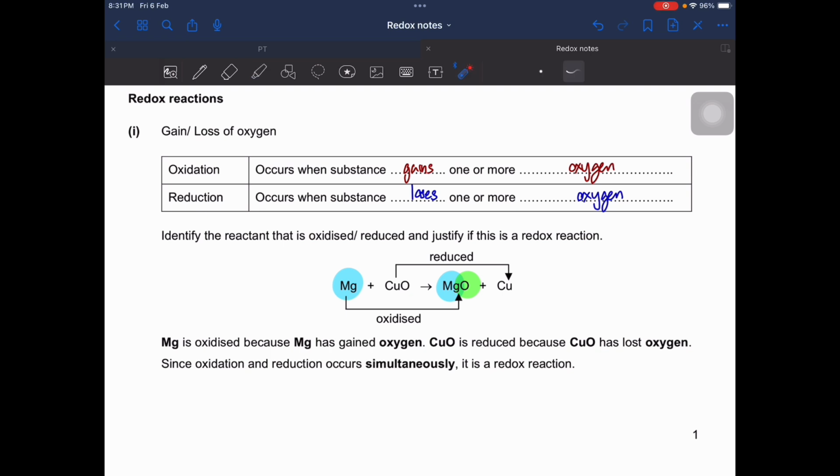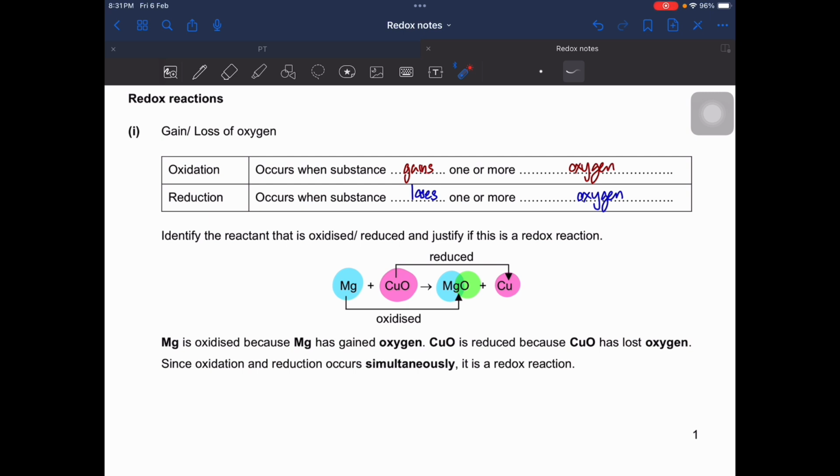So what we are seeing here is that if you just focus on magnesium as a chemical, it gains an oxygen, the one in green highlight. So this is what we mean by magnesium got oxidized. Magnesium is oxidized because magnesium gained an oxygen. Let's take a look at the copper 2 oxide. It was CuO over here. In the reaction, it just became Cu. So we can say that it was reduced because it lost an oxygen. And since both oxidation and reduction occur simultaneously, in this reaction there's both oxidation and reduction. We call this a redox reaction.